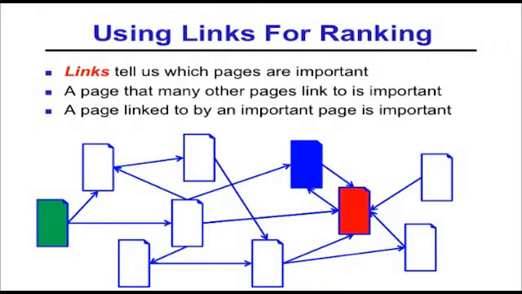So let me ask you a question. If I look at this red page here, so this diagram here is a representation of a set of web pages linking to each other. So every rectangle is a web page, and every arrow is a link from one page to the other. So if you look at this diagram and look at the red page and the green page, which of these 2 is important? Is red more important or green more important?